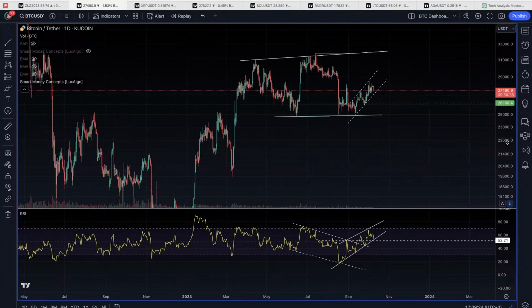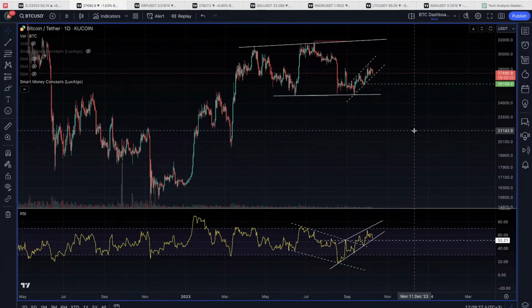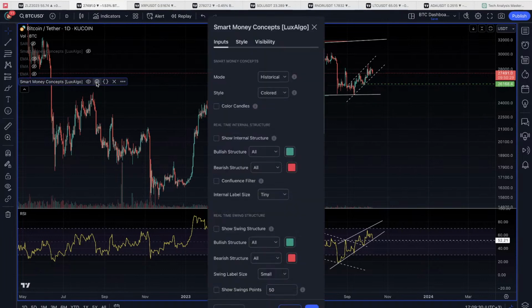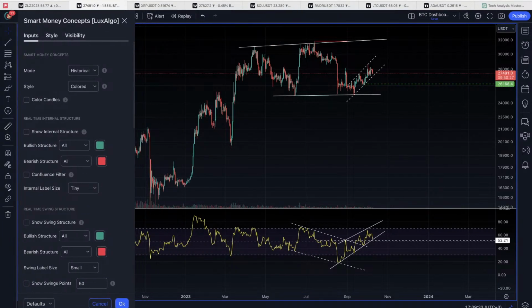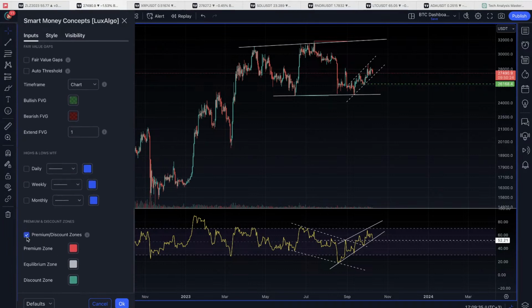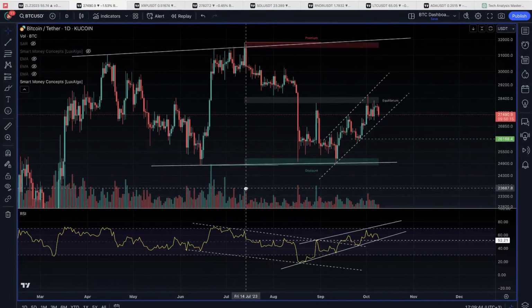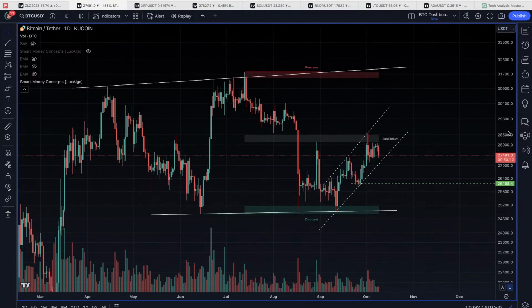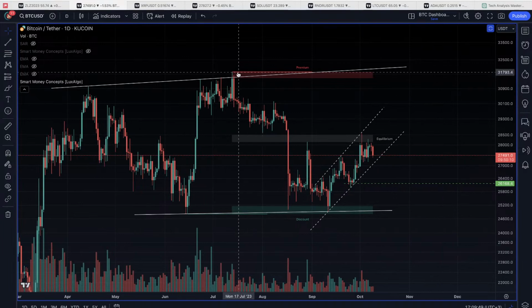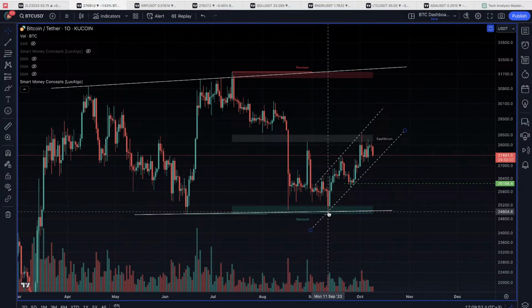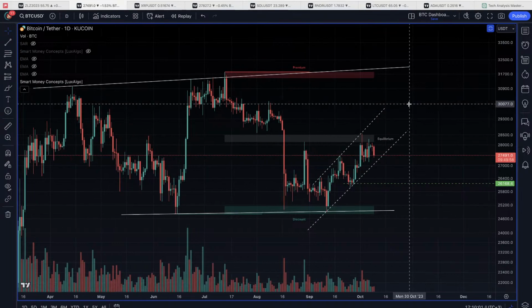All right, so now looking at this chart, what we can see is it's just the regular chart. But the first thing I turn on, so let's say I just turned off everything, is the premium discount zones. That's the first thing I want to see. Basically what the indicator does is identify the most recent, most relevant swing. So we had this swing high to this swing low, which created this discount zone, this premium zone, and this equilibrium zone. Discount, premium, and equilibrium zones are simply calculated from the swing high to the swing low.